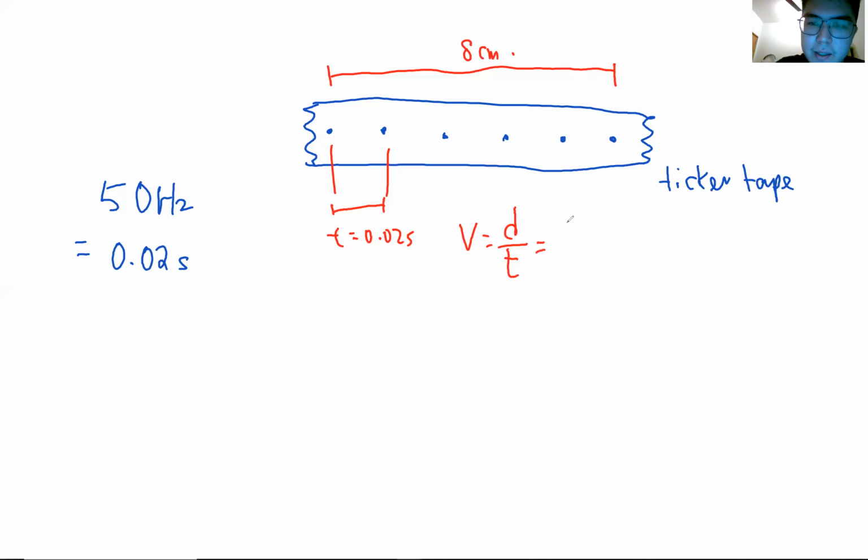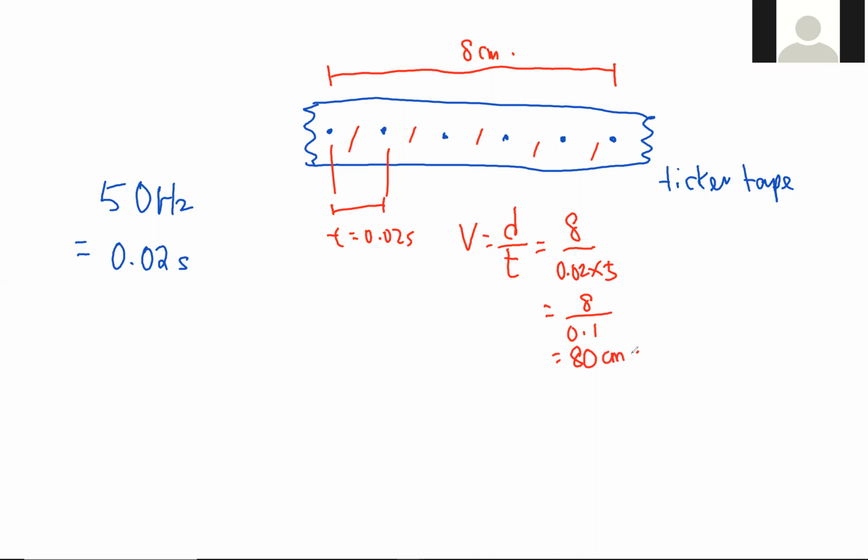Okay, so you have 8 cm divided by 0.02 times how many intervals here? 1, 2, 3, 4, 5. So meaning that 0.02 times 5. Okay, 8 divided by 0.1, then you get 80 cm s^-1. So this is a simple way to calculate the velocity of the trolley, the thing that we want to study.